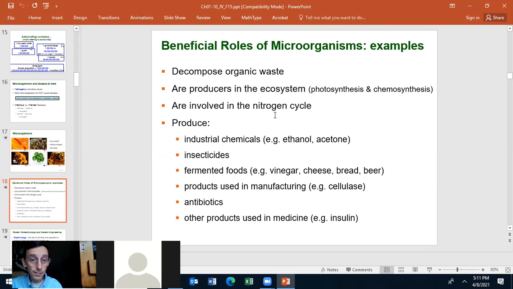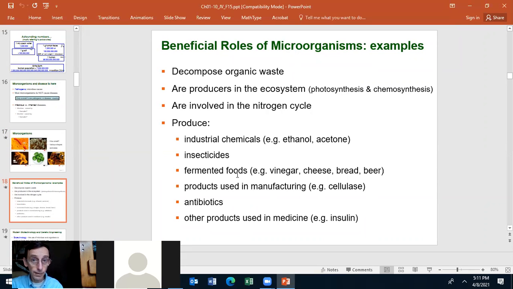Microorganisms are important in producing things for us, such as industrial chemicals, like the ethanol you put in your car, that's made by microorganisms. And it's true, it comes from corn. That's what the microbes digest to make the ethanol. But it's the microbes that are making the ethanol. And many other industrial chemicals are made by microorganisms, like acetone. Some insecticides are made by microorganisms. And we'll talk about one later on.